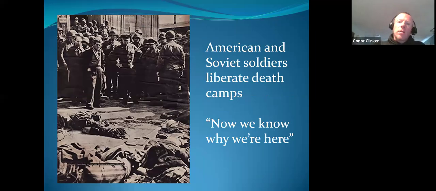The death camps ultimately are liberated and the Holocaust is ended only when enemy soldiers physically enter those camps and shut them down. The Soviets are coming in from one direction, the Americans are coming in from another direction. This quote, "Now we know why we're here," is attributed to an American officer who came into one of these camps. In this picture here, in the middle is General Eisenhower, who was later the president, and a bunch of American soldiers. And in the foreground are dead bodies all over the grounds. The Americans came into this camp, and the Nazis were killing Jews up until the last second. They thought that was the most important thing to do. And the Americans put a stop to it.